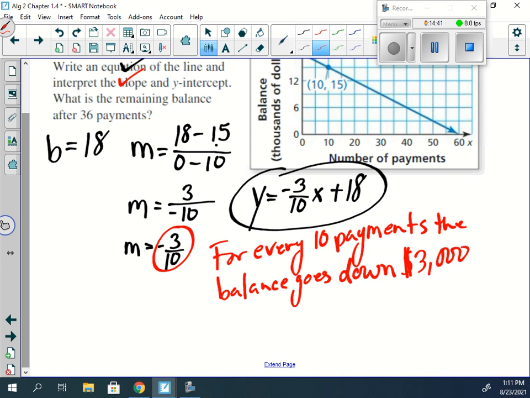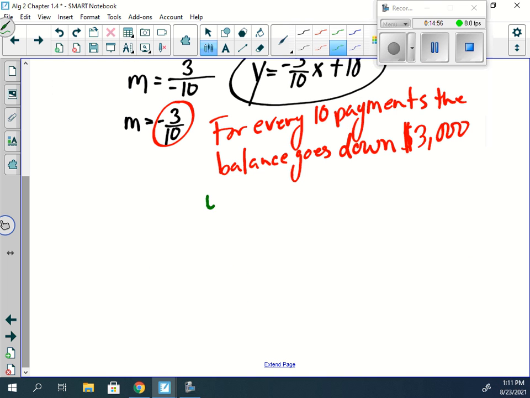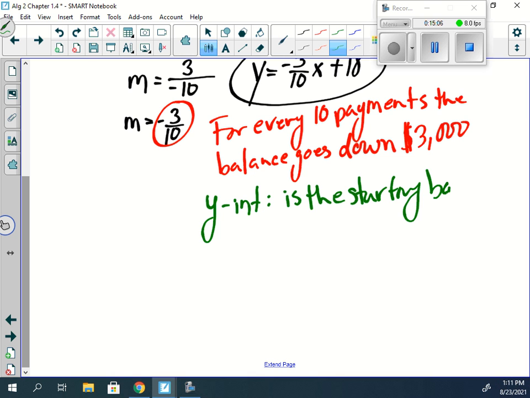Okay, interpret the slope. What is our interpretation of the y-intercept, 0, 18? What is that telling us? Well, I guess that's telling us it's the starting debt or balance. It's the starting balance.